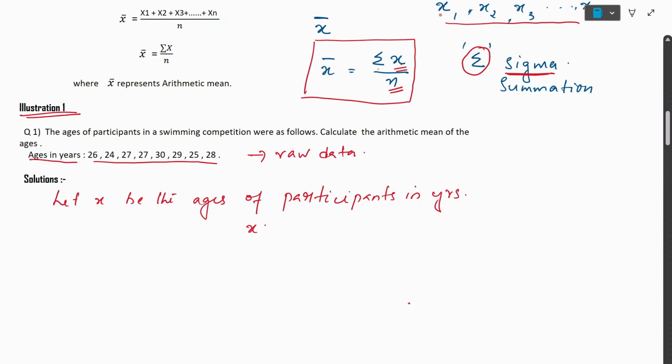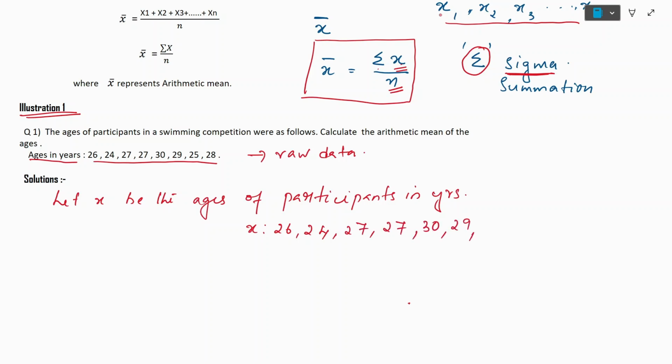Now we are writing what is your x. Now read it. That is 26, 24, 27, 27, 30, 29, 25 and 28. First step we finish. Now next we are going to write what is n.